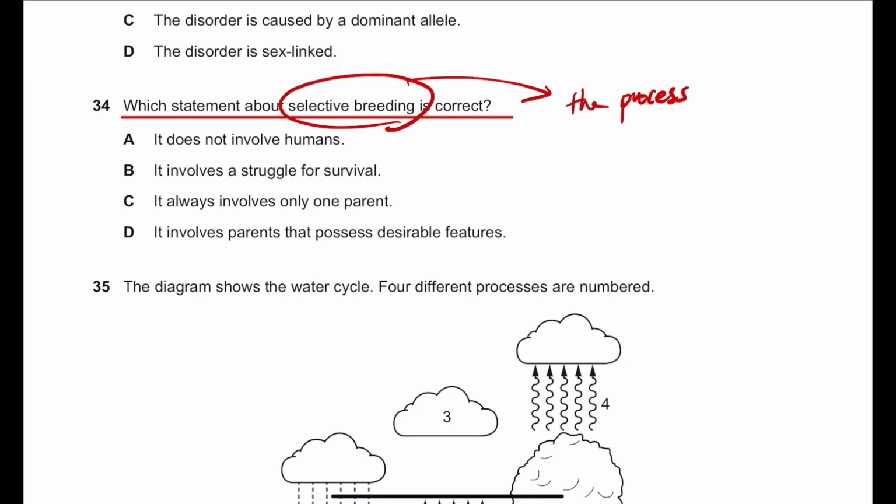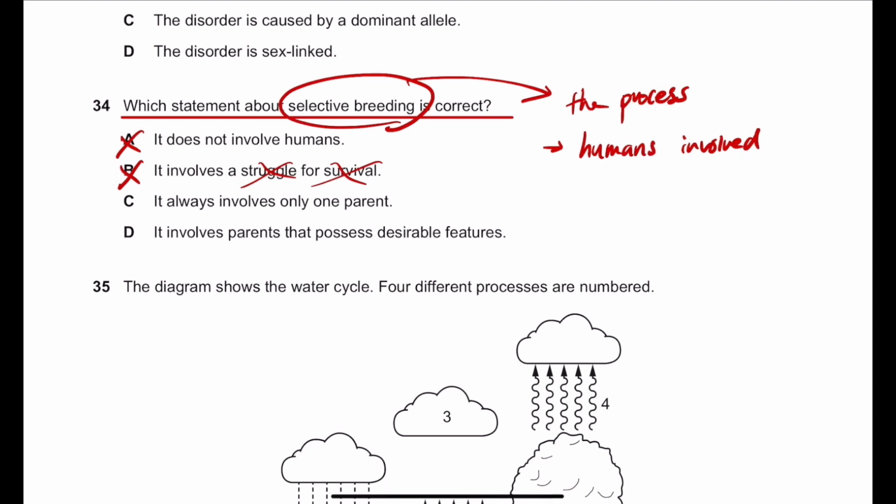So we have to check the options here. A: it does not involve humans. No, I just said that humans are involved in this. So A is certainly not the right answer. Let's have a look at B. It involves struggle for survival. No, it's got nothing to do with the struggle for survival, because humans are involved. We just select certain animals or plants and we cross them, mate them, breed them, right? So struggle? No, there's no such thing.